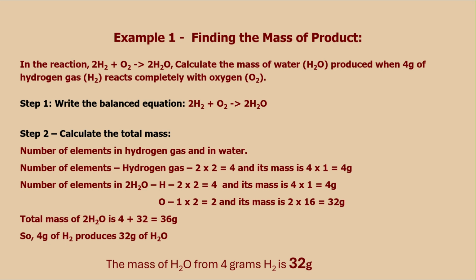Step 3. Conclude the mass. The mass of H2O from 4 grams of H2 is 32 grams. This is the answer for the question.